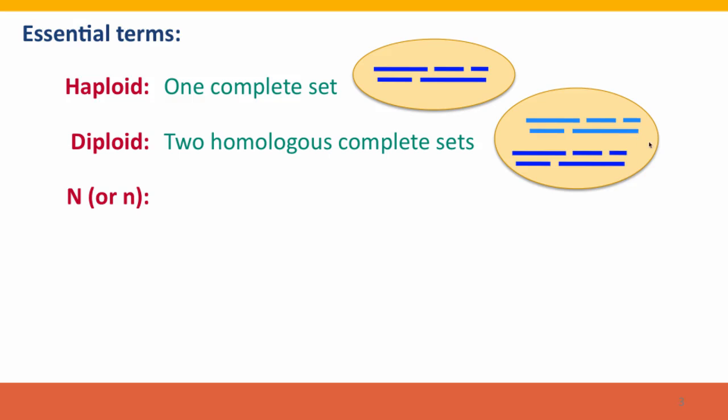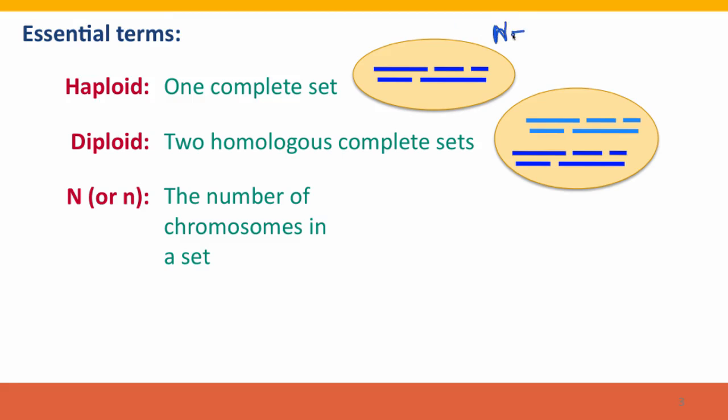A third term that's very useful is N, sometimes lowercase n. It's the number of chromosomes in a set. So this haploid set has n equals 5. This diploid set has also n equals 5, the number of chromosomes in a complete set, or we could write 2n equals 10 to describe this. For humans, n equals 23. And we are diploid, so we normally have 2n equals 46 chromosomes.